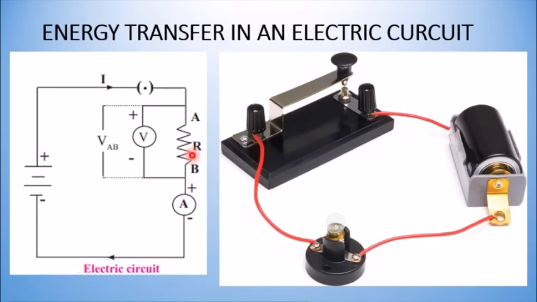So at this time, the energy which is there, that is VQ, our energy, is given to the resistor here. And then this energy that is given to the resistor gets transformed into heat energy, and the temperature of the resistor is increased.